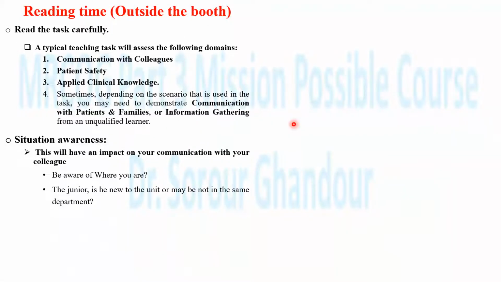Now, if the junior colleague is new in the unit, or may not be in the same department, like today's task, we are going to discuss the task for sexual assault. In the sexual assault task, the junior colleague will be from the emergency department. So he is not from the OB/GYN department, so you cannot ask him how things are going in the department or whether he feels supported. You'll offer him support, but in a different way. If he's going for the exam, ask about the exam.